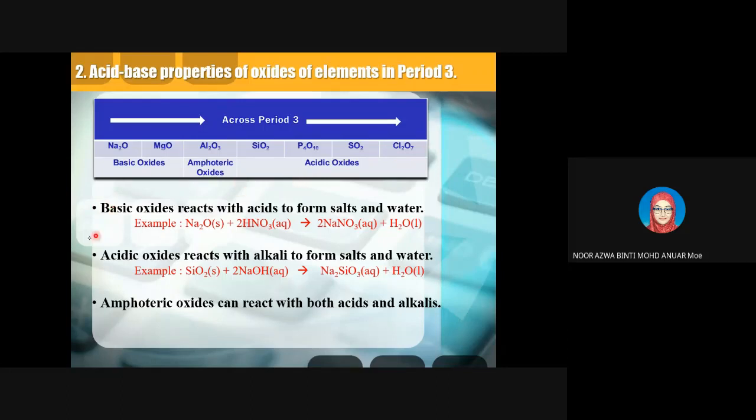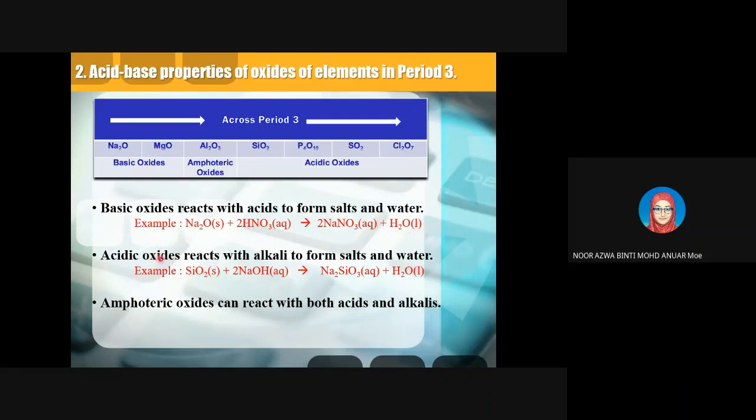Okay, so boleh tengok contoh ni, basic oxides reacts with acids to form salts and water. Kalau dia bertindak balas dengan acid, mereka akan membentuk salts and water, garam dan water. So contoh kat sini, sodium oxide plus nitric acid akan produce sodium nitrate and water. H2O is water lah.